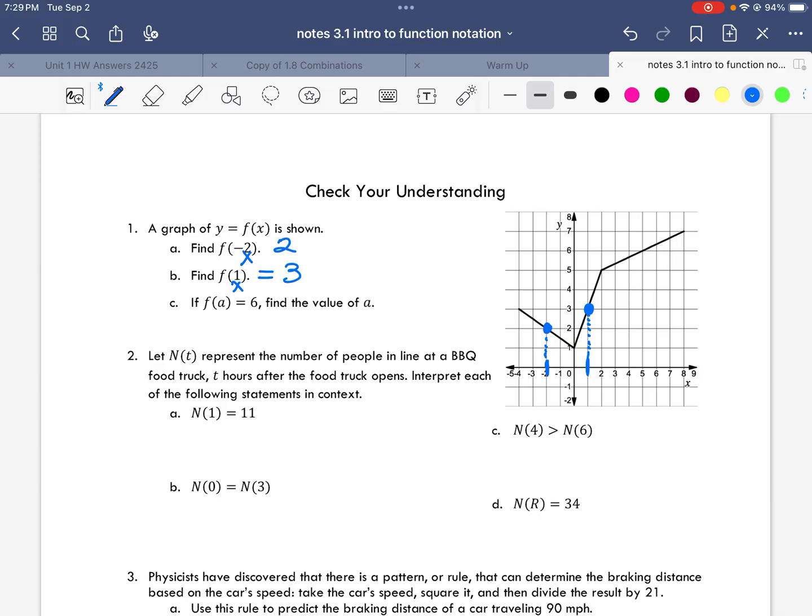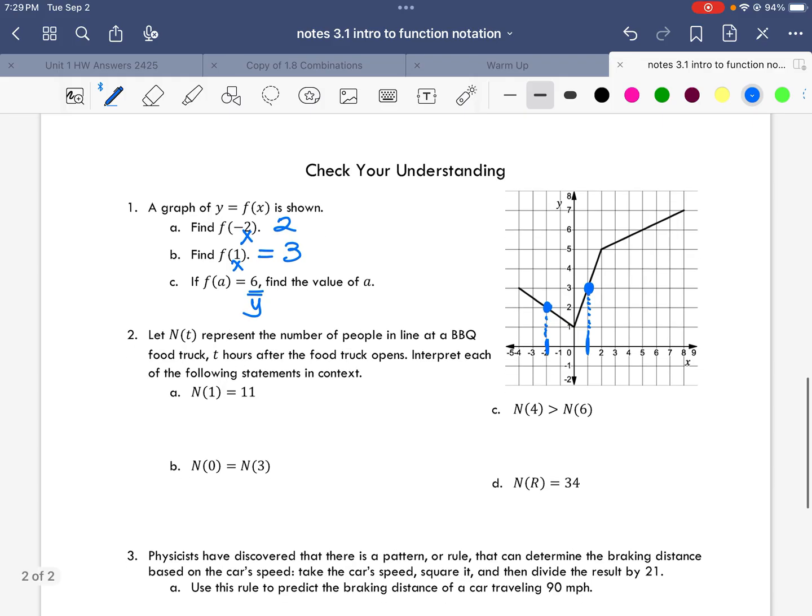Part C is backwards. It's telling me the output. So that's like my y value, and we want to know what the input is. Notice they used A for the input. It doesn't matter. You can use different variables. A lot of times we'll use different variables to represent different things. But either way, this is the output.